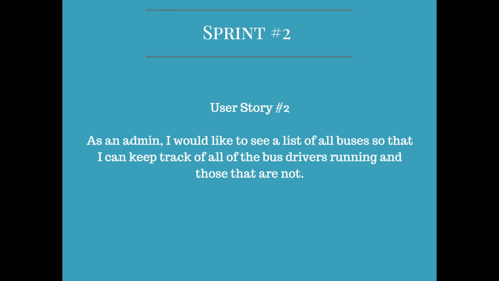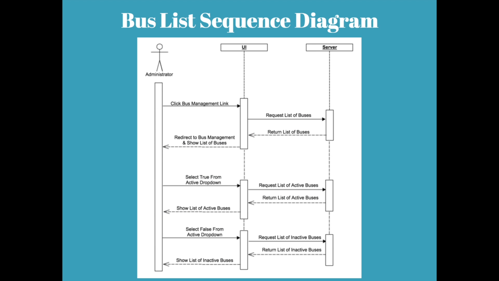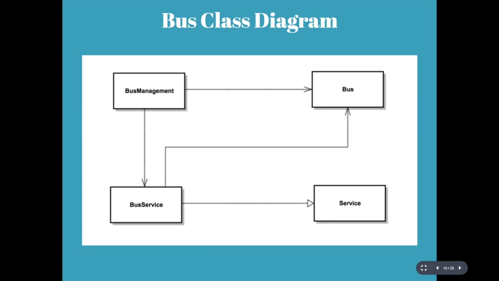My second story for Sprint 2 was: as an admin, I would like to see a list of all buses so that I can keep track of all the buses, drivers running, and those that are not. Here's a sequence diagram for that case. The bus object was used by both the bus management bean and the bus service. Bus management bean calls on bus service, which extends service.